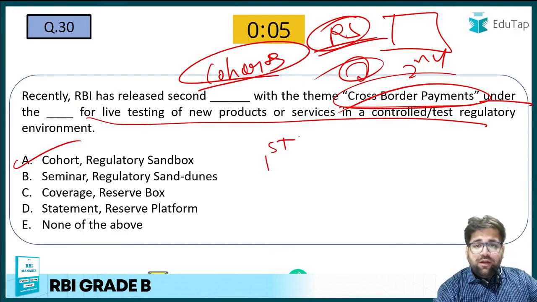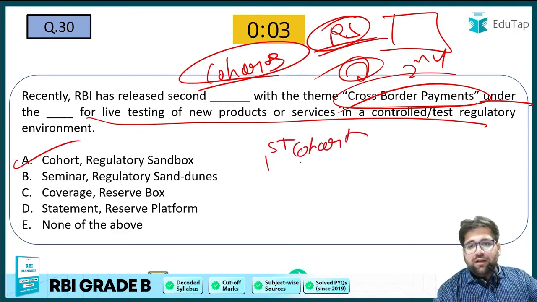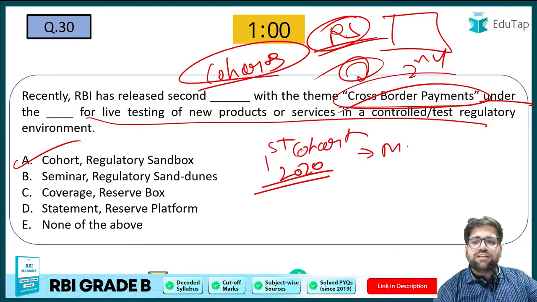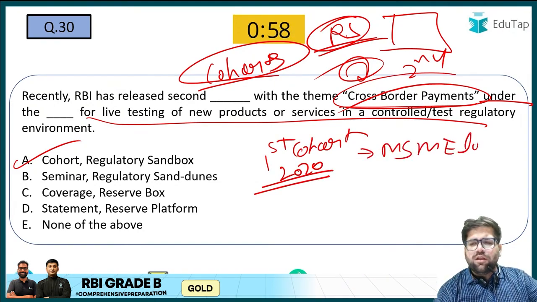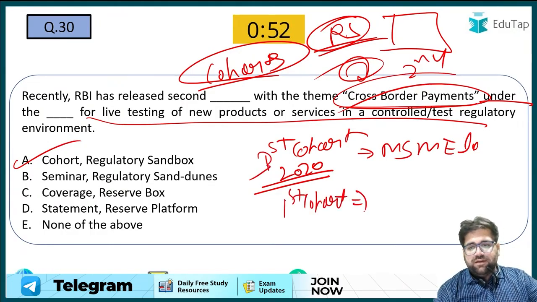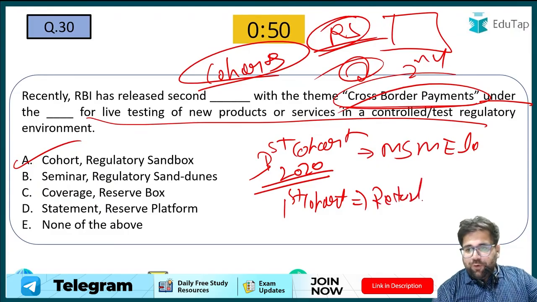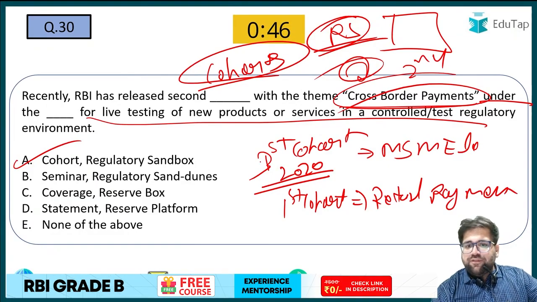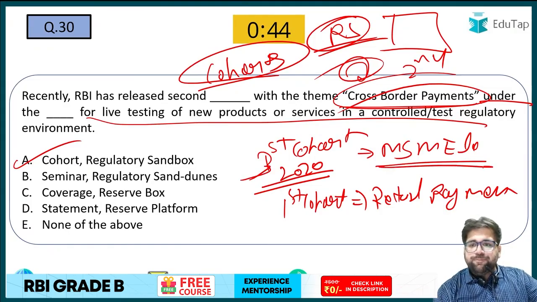And if you are thorough with the knowledge, in 2020 RBI started releasing cohorts. The first theme was MSME lending, if I'm not wrong. Oh no, this was the theme of the third cohort. The first cohort was, if I'm not wrong, retail payments. Yes, I apologize for that. So the theme of the third cohort was MSME lending.